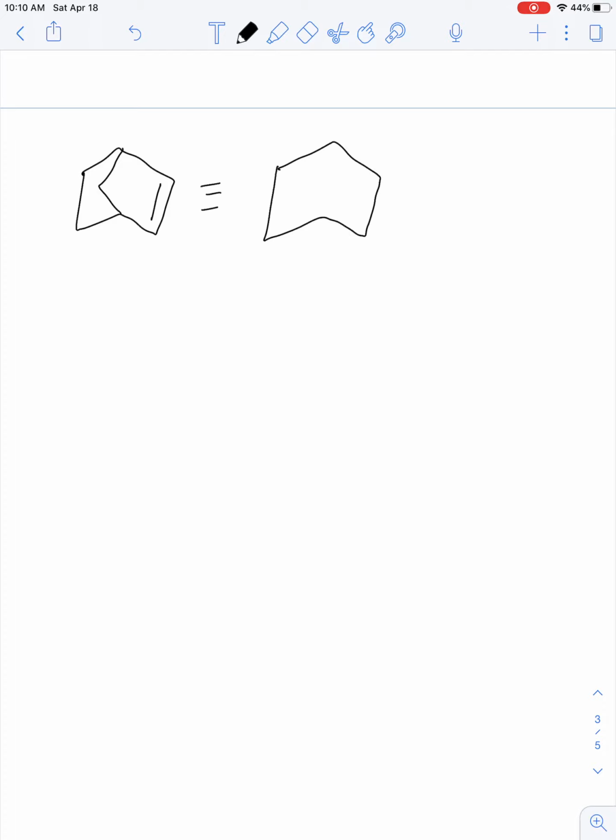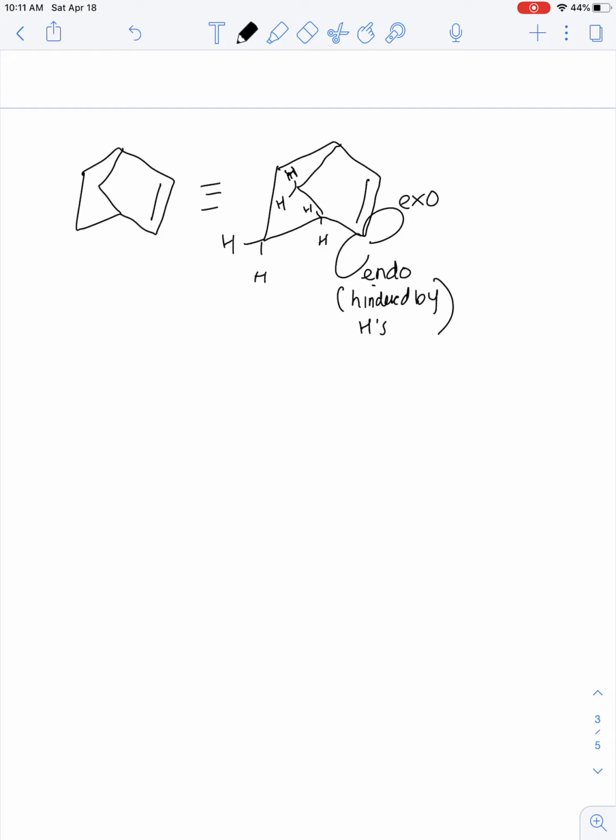So when we look at this, what this is going to be equal to is we have a hydrogen coming off here. We have a hydrogen coming off here. We'll have our hydrogens here, here. We have two different faces. So this face here is called the exo face, and this face here is going to be called the endo face. So the endo face is going to be hindered by hydrogen. So you have to imagine at all of these carbons, we have hydrogens. So when we look at the endo face, this is going to be hindered by those hydrogens. The exo face is going to be more accessible if the bridge is just hydrogens. So again, the bridge is going to be right here. So if those are just hydrogens, then the exo is going to be more accessible.